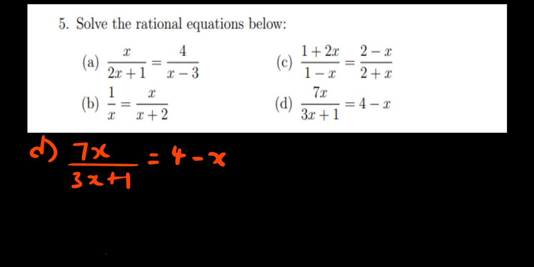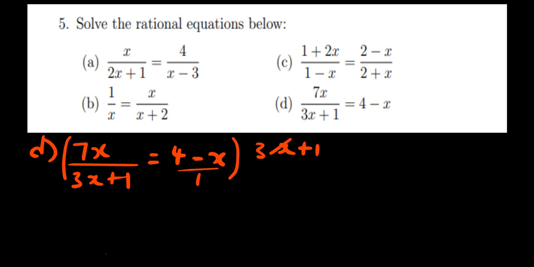Personally, what I can do is multiply the whole expression by 3x plus 1. Why? Because I just want to have a straight line. Here there is a 1. If you want, you can cross multiply. It's still fine, but you can also multiply with 3x plus 1, which is the same thing.